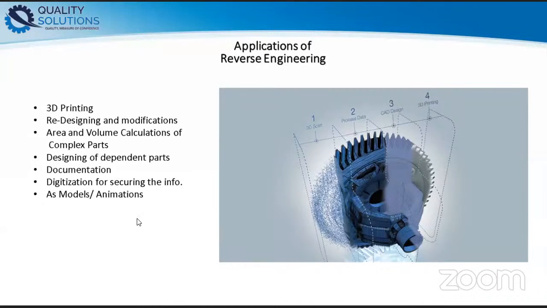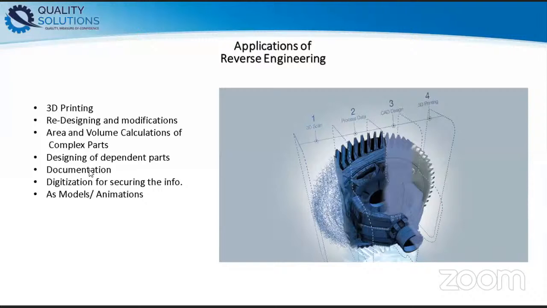Reverse engineering is also used to find the areas and volumes of complex parts, such as the interior of a car or vehicle. It's very difficult to find the interior space, exact measurements, and the volume it encloses, so it's very difficult to use conventional methods. 3D scanning and reverse engineering are very suitable to find the exact area and volume of the interior of the body of the car.